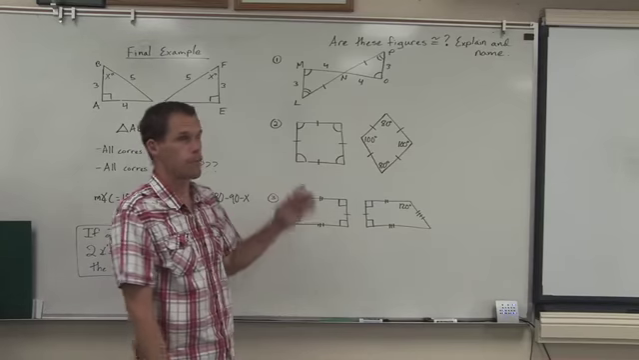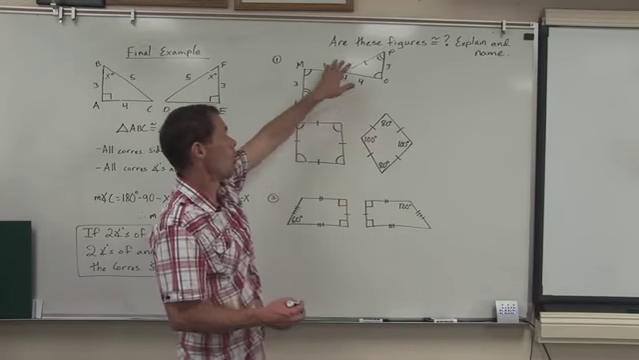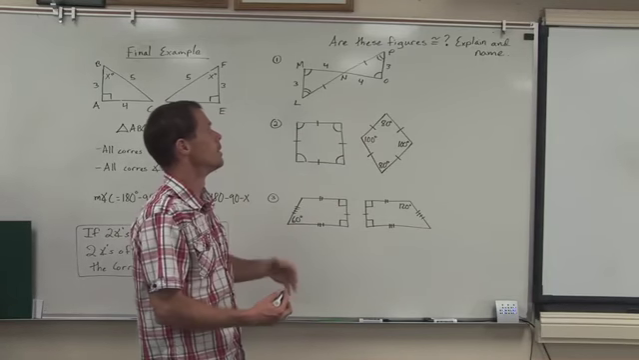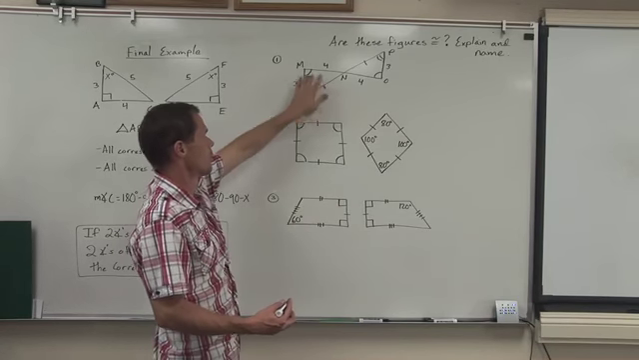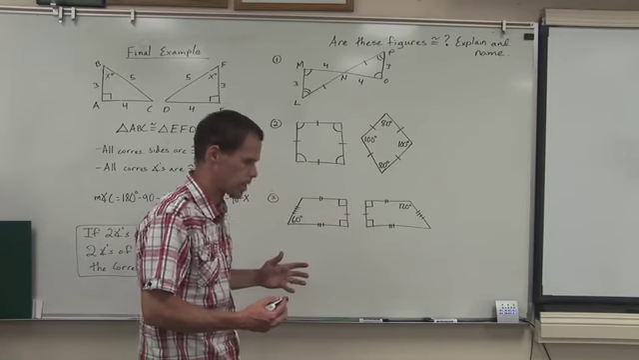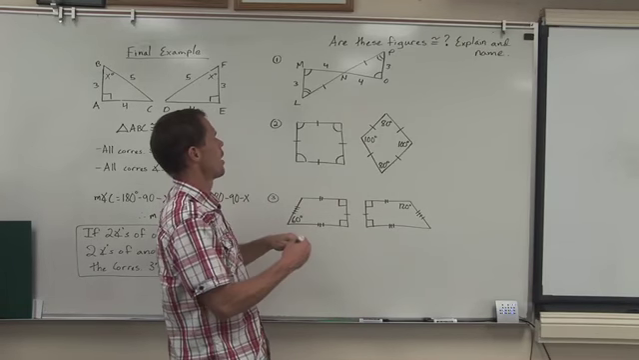Okay, so here are a few more examples of questions that we might be asked on this assignment. Are these figures congruent? Explain and name. So here's two triangles. We have to figure out, are they congruent? Well, first of all, we would say to ourselves, all the parts must be congruent. Let's check if they are.